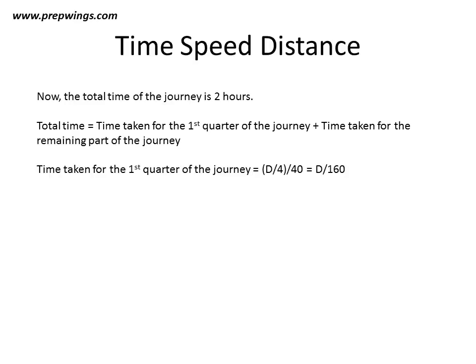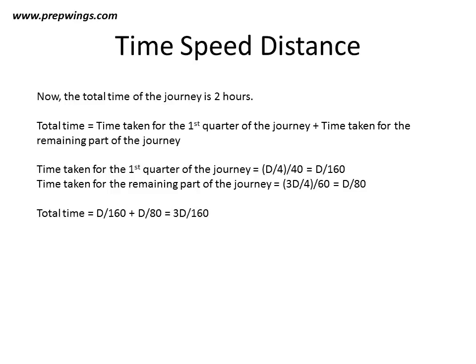Now time taken for the first quarter of the journey can be calculated by distance upon speed. So distance in the first quarter is D by 4 and speed is 40. So time taken will be D by 4 divided by 40, which is D upon 160. Similarly, time taken for the remaining part of the journey will be 3D by 4 divided by 60, which will be D by 80. So the total time taken for the journey is D by 160 plus D by 80, which is equal to 3D upon 160.